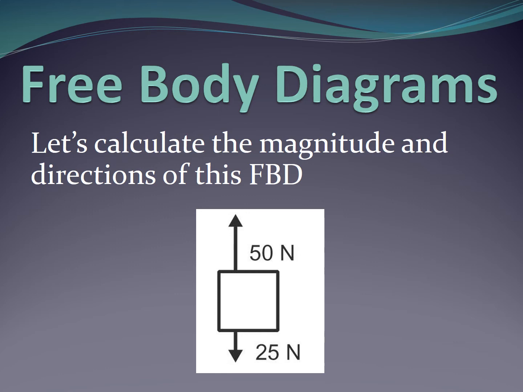Now again, we have 50 newtons upward and 25 newtons downward. And again, they're in opposite directions, so I'm going to subtract them. So 50 minus 25 is 25 newtons, and it'll go in the direction that has the more force, which is the 50 newton force. So it's going 25 newtons up. Okay, so this is an unbalanced force here because there's some acceleration going on upward.